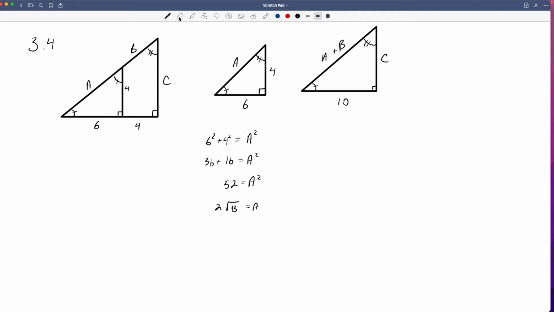So I can rewrite that. I can take A out, and I can put 2 times the square root of 13 right here, and I can put 2 times the square root of 13 here.